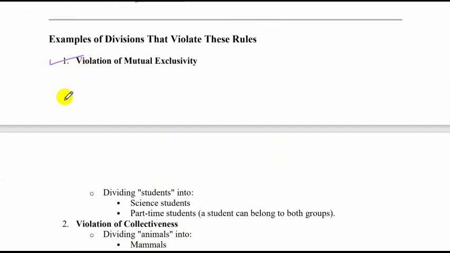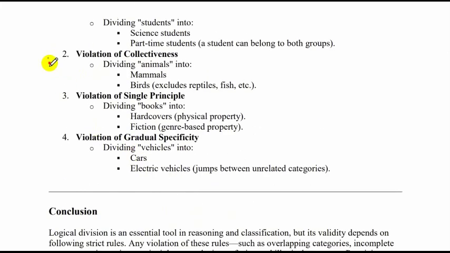These are all fallacies of division. When we violate the mutual exclusivity rule by dividing students into science students, part-time students, basically, they don't belong to the same category. Violation of collectiveness, dividing animals into mammals, birds, because again it excludes the reptiles. This is not exhaustive. Violation of single principle, violation of gradual specificity.